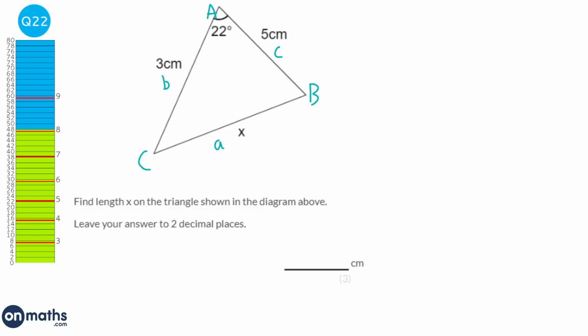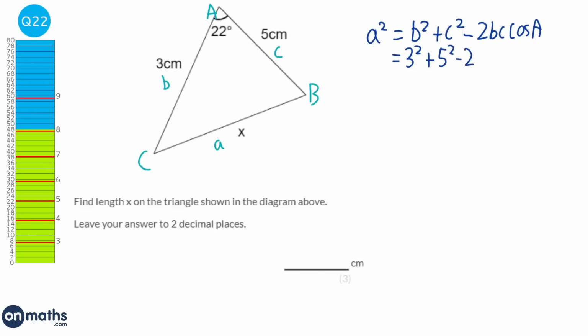be cosine rule. So we're going to write out the cosine rule for when we've got a length, which is the one that starts with a squared. So it's a squared equals b squared plus c squared minus 2bc cos a. And let's fill in the numbers we've got. So that's going to be 3 squared plus 5 squared minus 2 times 3 times 5 times the cosine of 22.